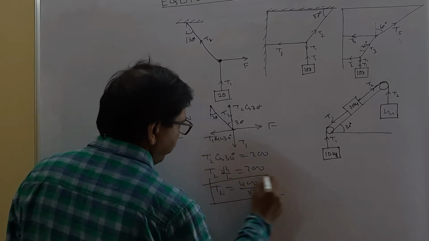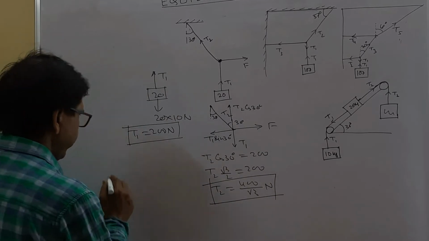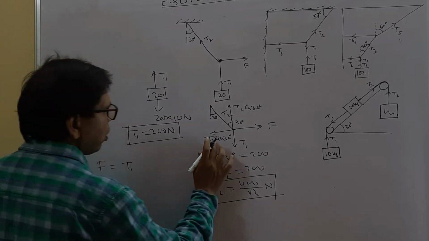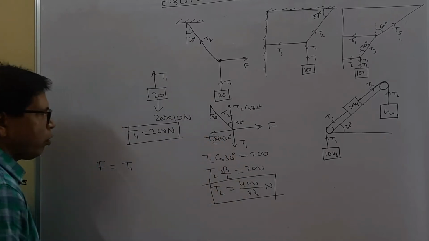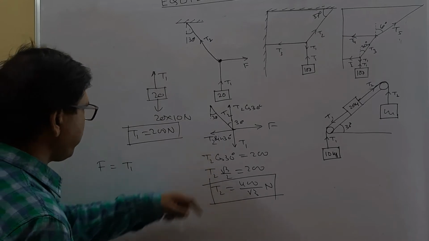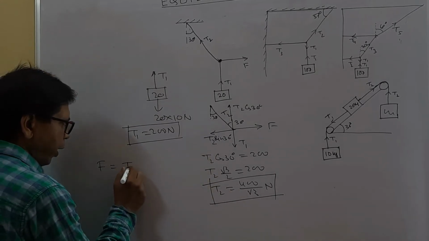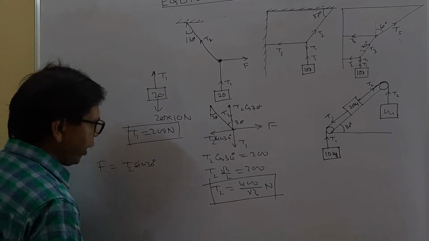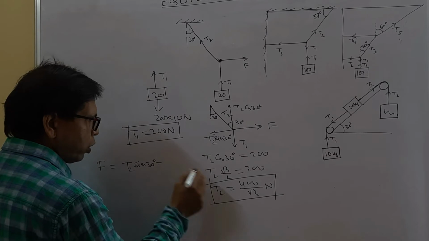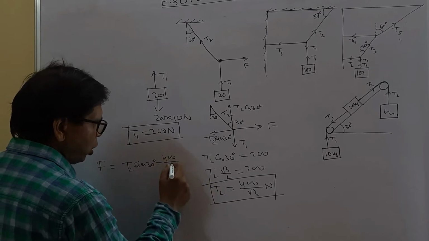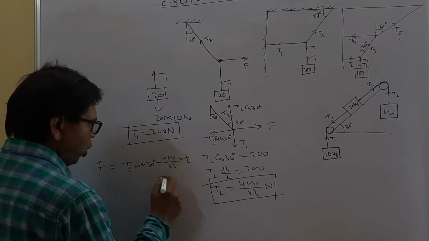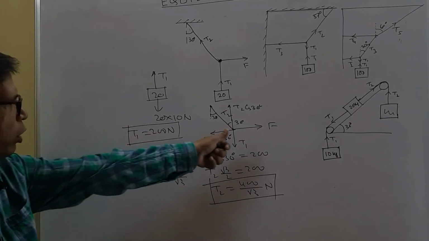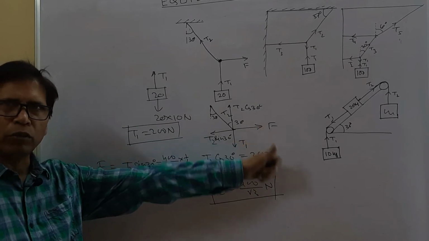Okay. Now next, F. F equals T1. Here, F equals T2 sin 30 degrees. T2 equals 400 by root 3, into sin 30 degrees, which is half. So this is 200 by root 3. So the force acting on it is 200 by root 3 Newton.